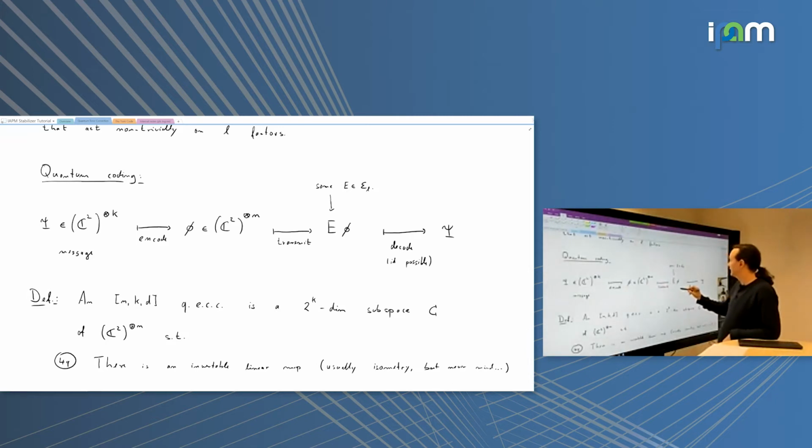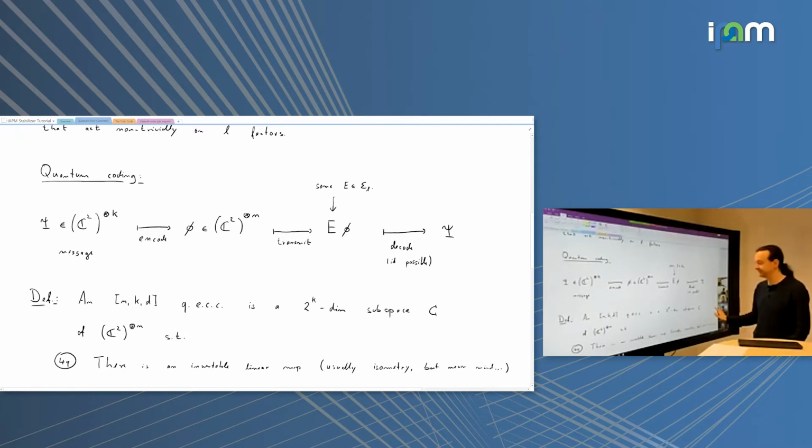Then in the channel, again, there will be some error map E acting on it that might change L of the indices, act on L of the indices. And this is the corrupted tensor I'm getting. And now what I would like to do is have some linear decoding operation that from this corrupted tensor recovers the uncorrupted tensor. Okay, so that is the basic task.